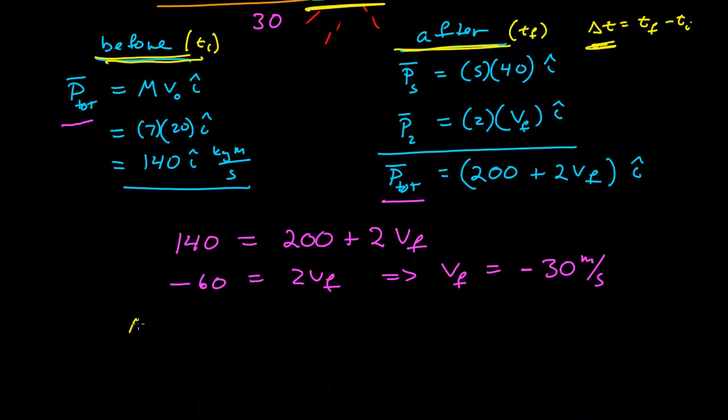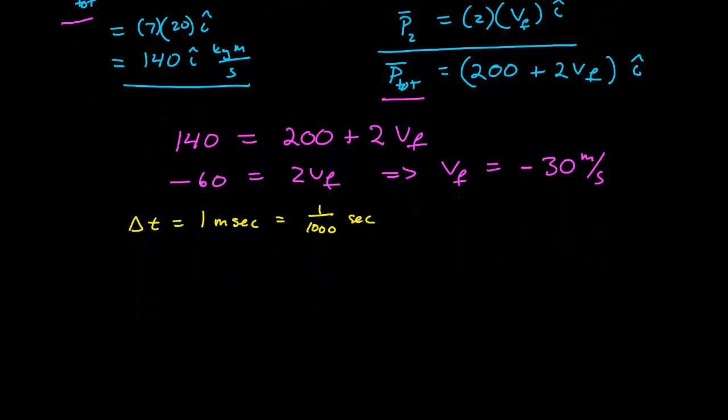So let's say, for example, that the time interval of this explosion was 1 millisecond. This is 1/1000th of a second. This is a very fast explosion. It seems reasonable. Explosions can take place very rapidly. So let's say our delta t is 1/1000th of a second. What's the scale of the impulse that we're talking about here?